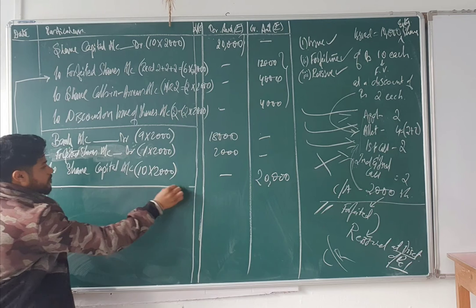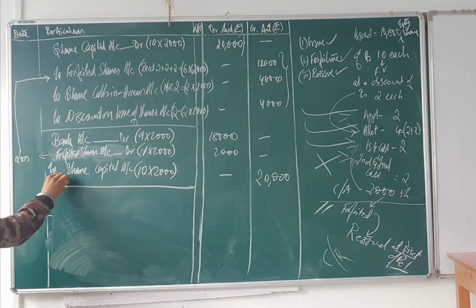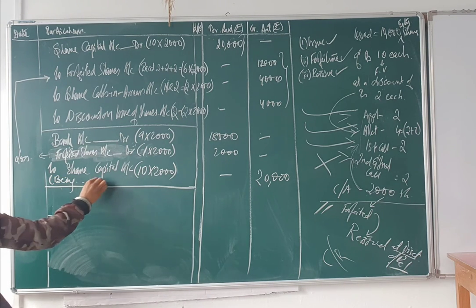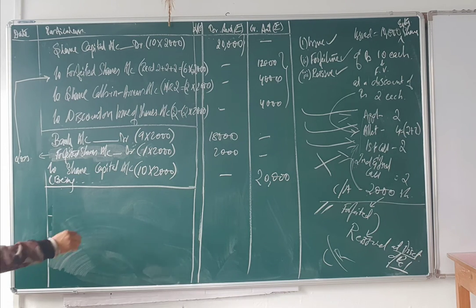Write down the narration, starting with the word being: being reissue of 2,000 forfeited shares at a discount of rupee 1 per share. Close the bracket.